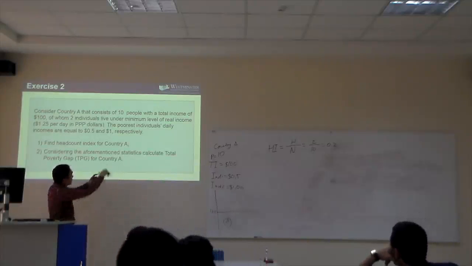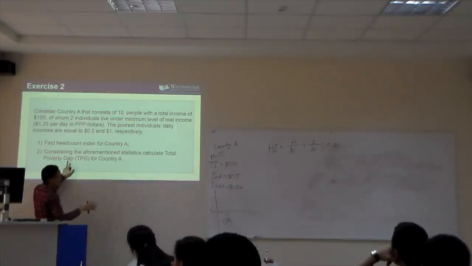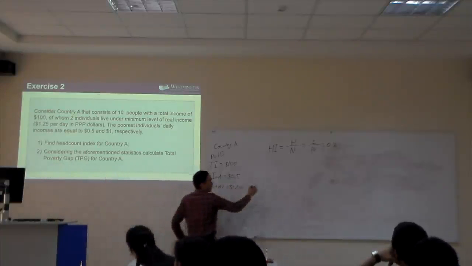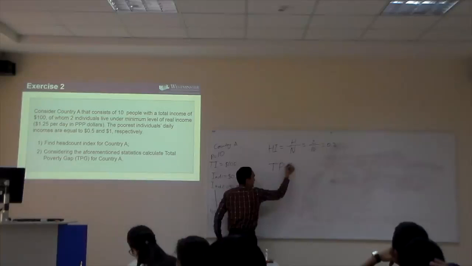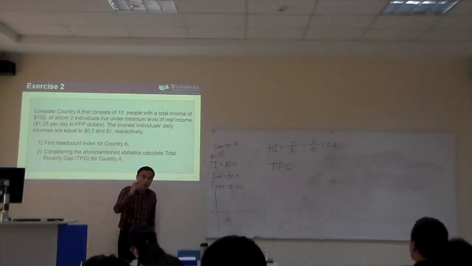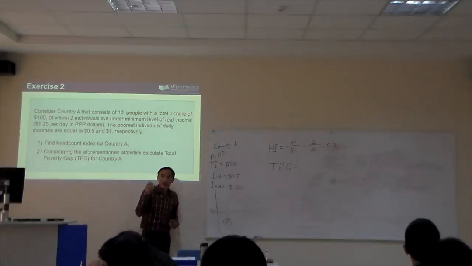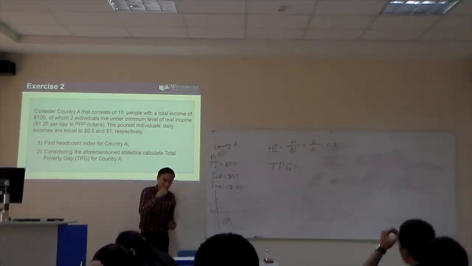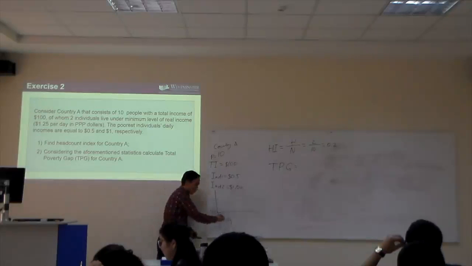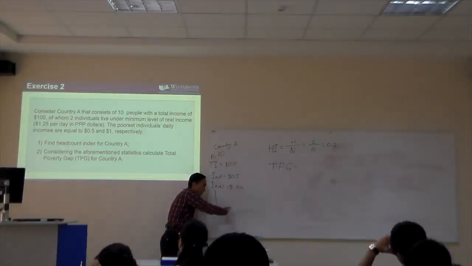Second, now using these statistics, okay, that we already have, now we have to calculate total poverty gap. Total poverty gap. What does it mean? So total poverty gap means, okay, how much financial support is needed to provide these poor people so they will be living in the, or they will meet that minimum living standard.